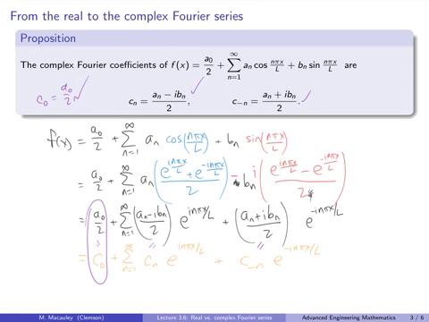And this is why. It's literally just take the real Fourier series and plug in these formulas for cosine and sine and collect terms, and that's all there is to it.